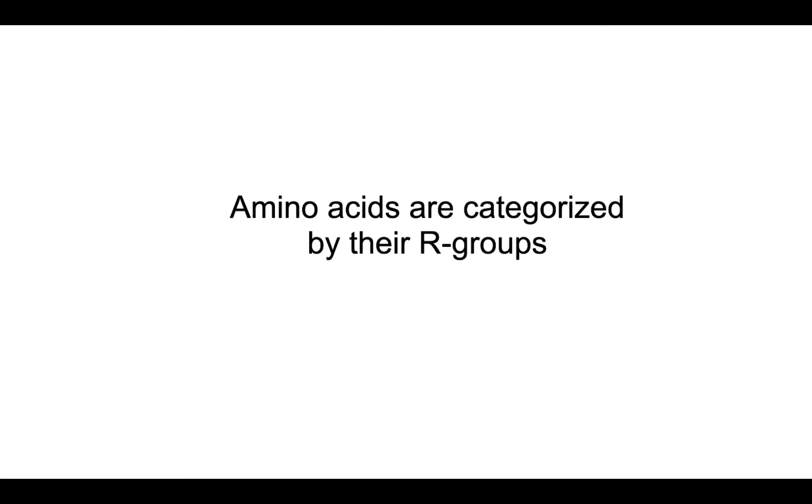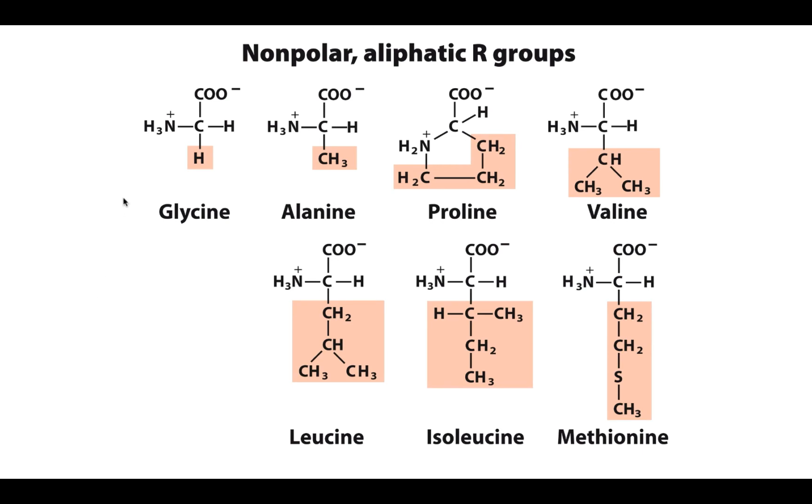All right, first, when we categorize amino acids, we categorize them solely based on the nature of their R groups. So we're not looking at the alpha amino, we're not taking into consideration the alpha carboxyl group, we're only looking at the R groups. And the first category are the nonpolar aliphatic R groups. Those are going to be your R groups that are essentially hydrocarbons. Carbons and hydrogens.